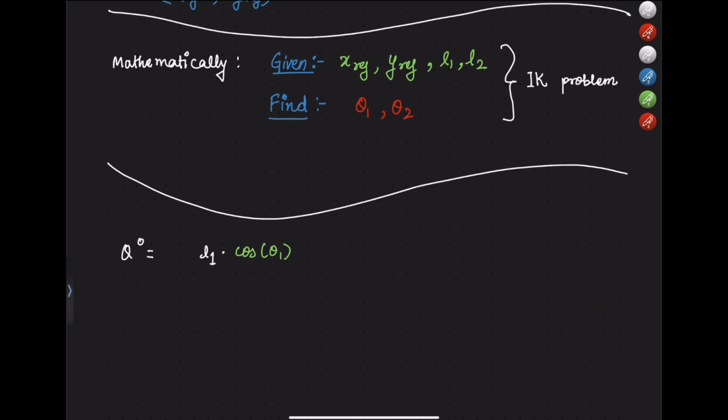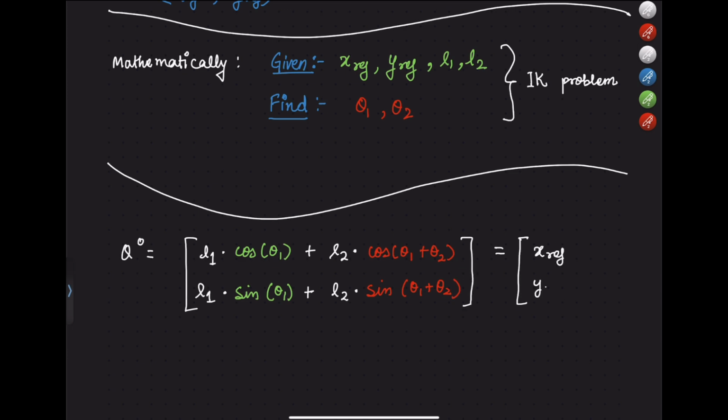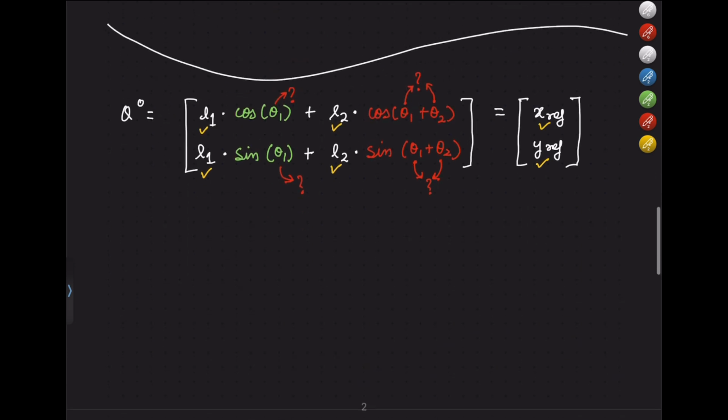So the coordinates of the end effector Q in the fixed frame, we calculated in the forward kinematics class. It's given by this, and this should be equal to the reference coordinates of the end effector, xref and yref. L1, L2, xref and yref are given constants, and theta 1 and theta 2 are the variables. So it's a two equation, two variable setup.